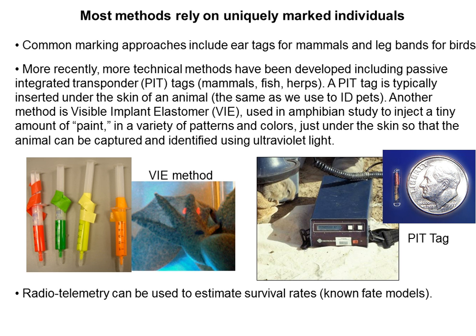Another method that's been used is a PIT tag, a passive integrated transponder, and they're used on mammals, fish, and herps. A PIT tag is typically inserted under the skin of an animal, similar to how we now use electronic tags to identify our pets. Another method is the visible implant elastomer used in amphibian studies, and I have seen this done by injecting a tiny amount of paint in a variety of patterns and colors just under the skin so that when the animal is recaptured you can tell it's an individual using ultraviolet light.